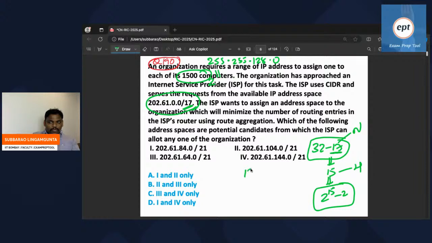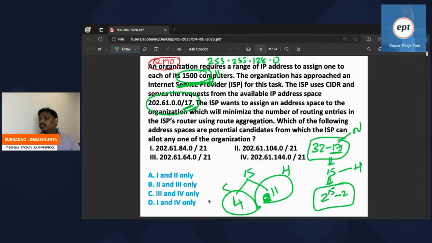Let's try here. Out of these 15 bits for host purpose, you want to host only for this: 2 power 11 for host, meaning 11 bits for host. So the remaining 4 are for subnet purpose. Check properly: actually you have 15 bits for host, but he's saying he wants only 1500 hosts. 11 bits are more than enough, and the remaining you can use for subnet purpose.